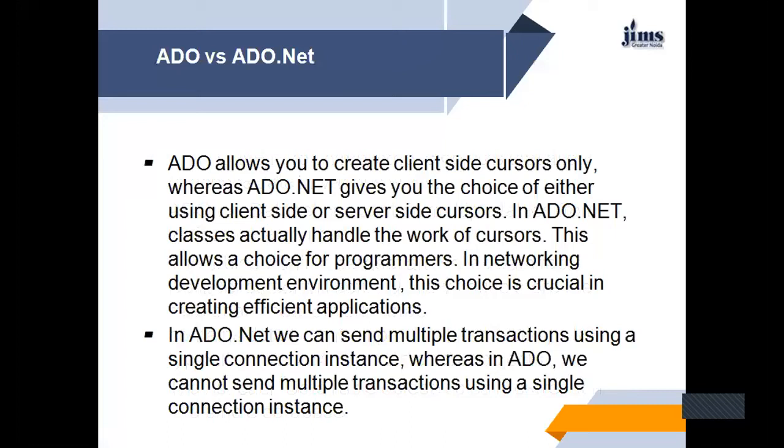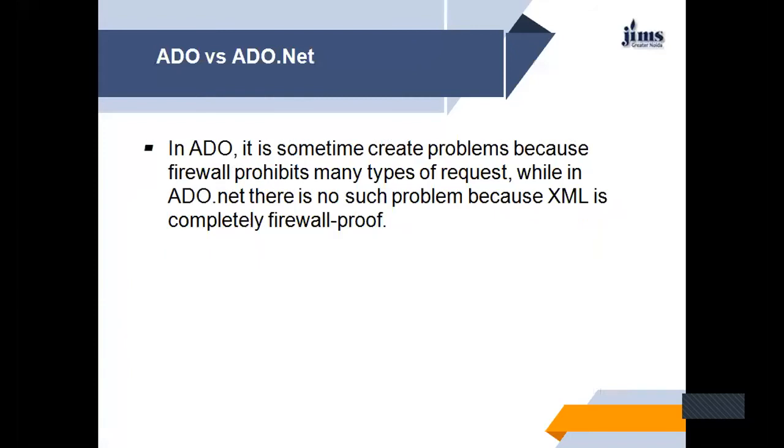In ADO.NET, we can send multiple transactions using a single connection instance, whereas in ADO, we cannot send multiple transactions using a single connection instance. In ADO, it sometimes creates problems because firewalls prohibit many types of requests, while in ADO.NET there is no such problem because XML is completely firewall proof.